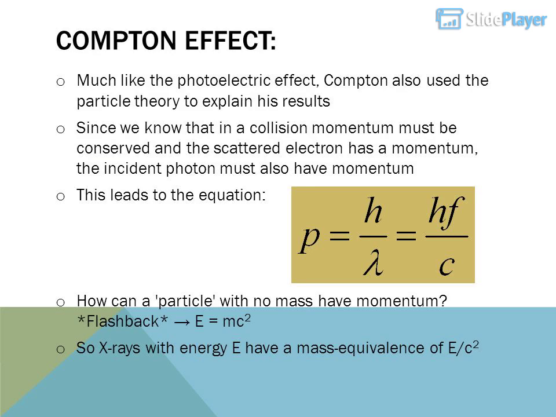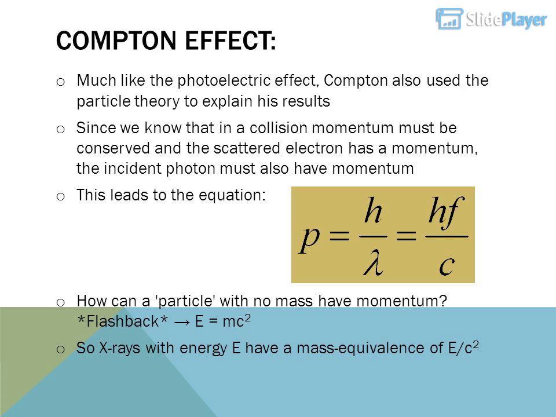Compton effect. Much like the photoelectric effect, Compton also used the particle theory to explain his results. Since we know that in a collision momentum must be conserved and the scattered electron has a momentum, the incident photon must also have momentum. This leads to the equation.